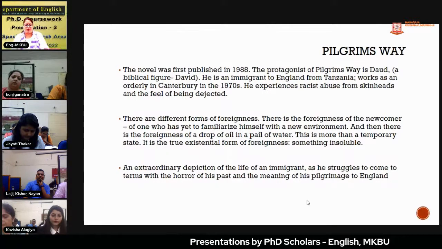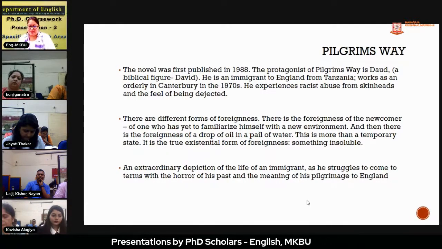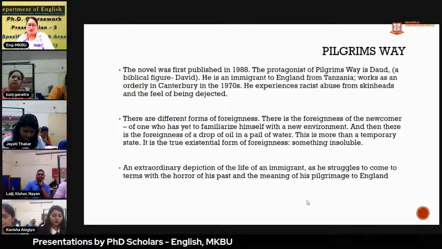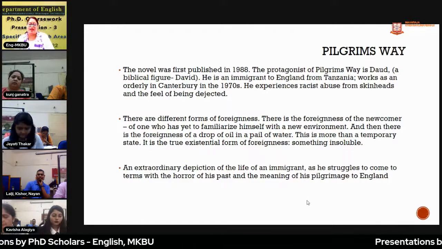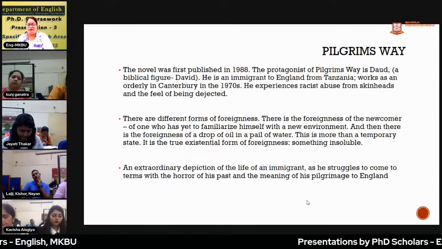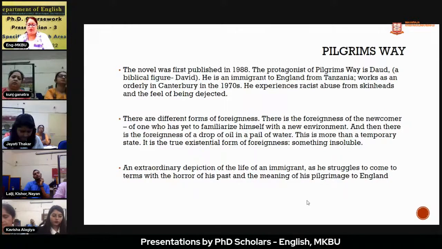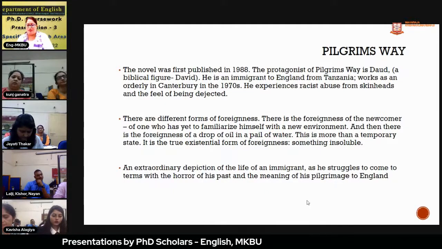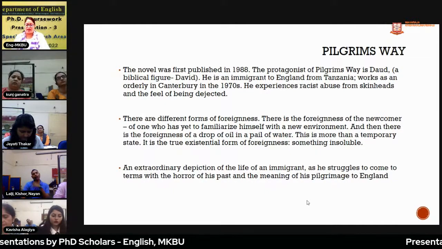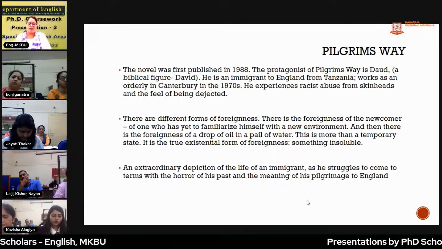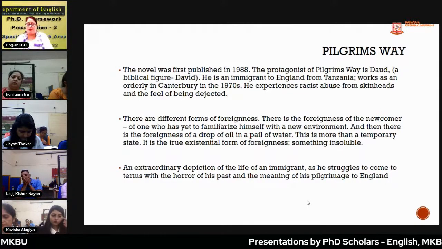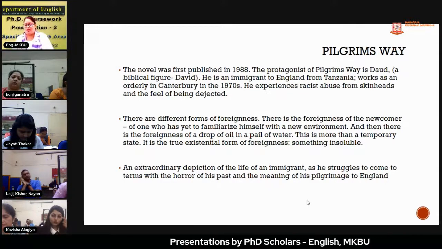There are different forms of foreignness. There is the foreignness of the newcomer, of one who has yet to familiarize himself with a new environment. And then there is the foreignness of a drop of oil in a pail of water. This is more than a temporary state. It is the true existential form of foreignness, something insoluble.